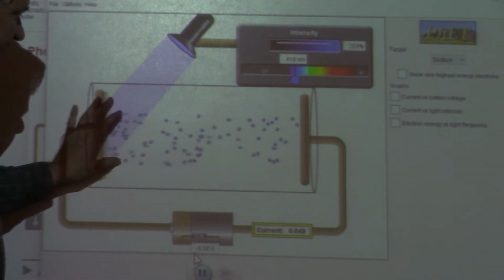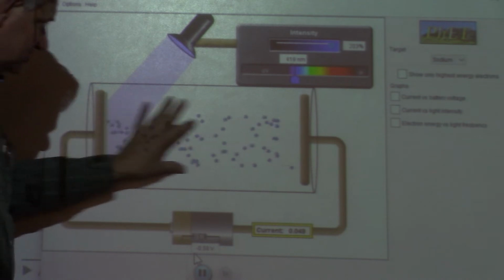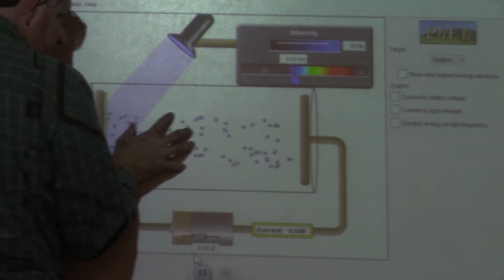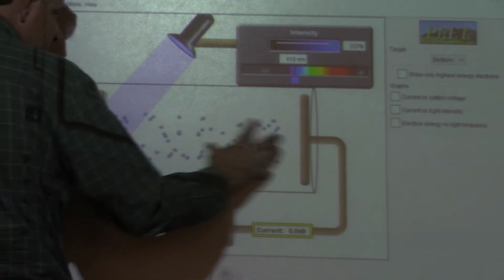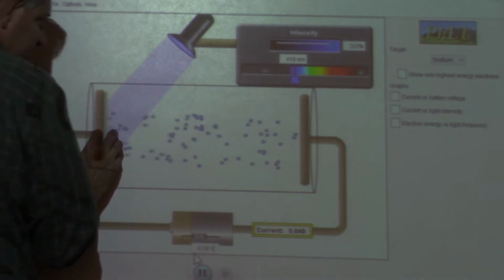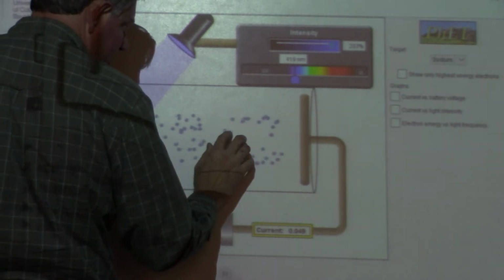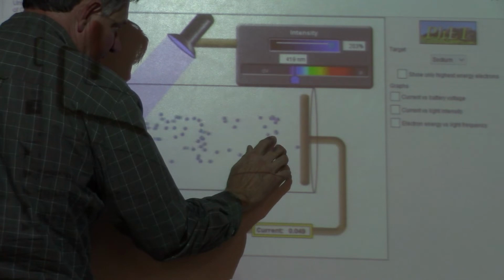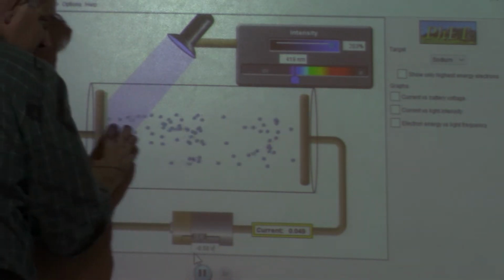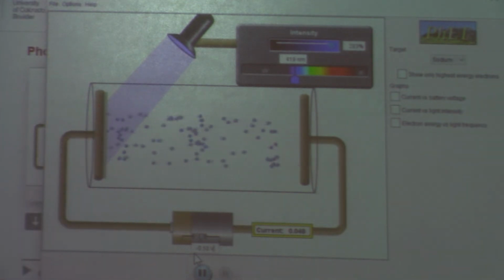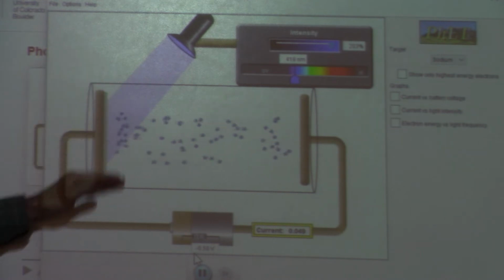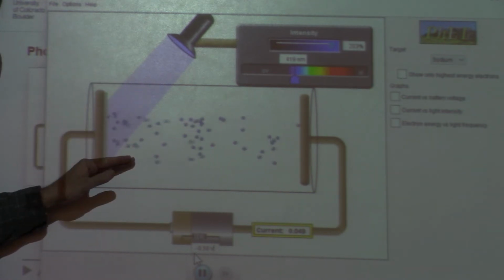So notice some of these electrons, and this does a nice job of modeling. These electrons are being kicked off with various amounts of energy. Some of them are still making it across, and some of them go part way, and then they stop, and then they come back. And some of them go farther, and then they stop. Because what's happening is that these electrons are being kicked out from different depths within the sodium metal itself.